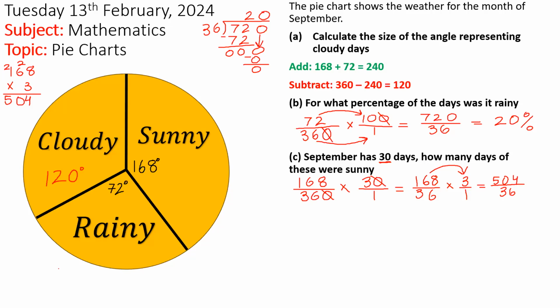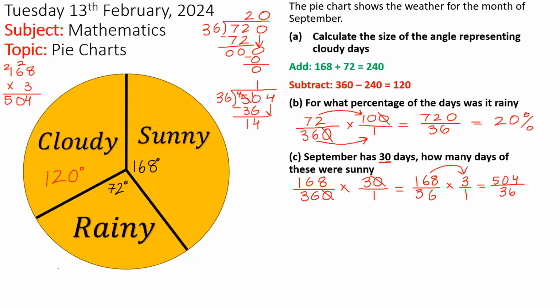And then now we have to divide, right? We have to divide 36 into 504. How many times does 36 go into 504? 14. So 36 goes into 50 once. 36 times 1 is 36. We subtract. 10 minus 6 is what? 4. 4 minus 3 is 1.